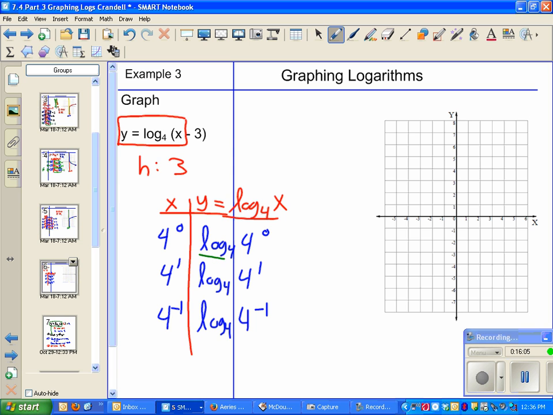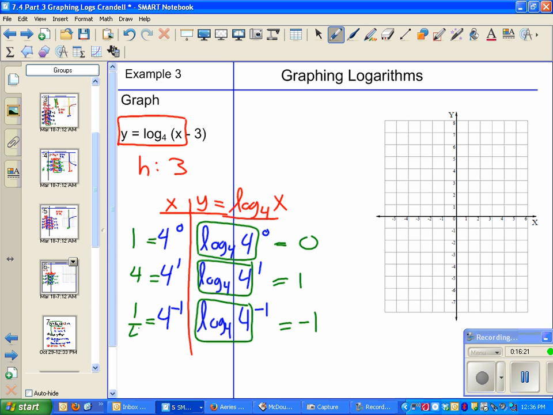And then here are the inverses. Okay, so the right side, this equals 0, it equals 1, and it equals -1. On the left side, it equals 4 to the 0 is 1, 4 to the first is 4, and 4 to the -1 is 1/4. All right, so when I graph that, I get (1, 0), (4, 1), and (1/4, -1). So there's my old graph.